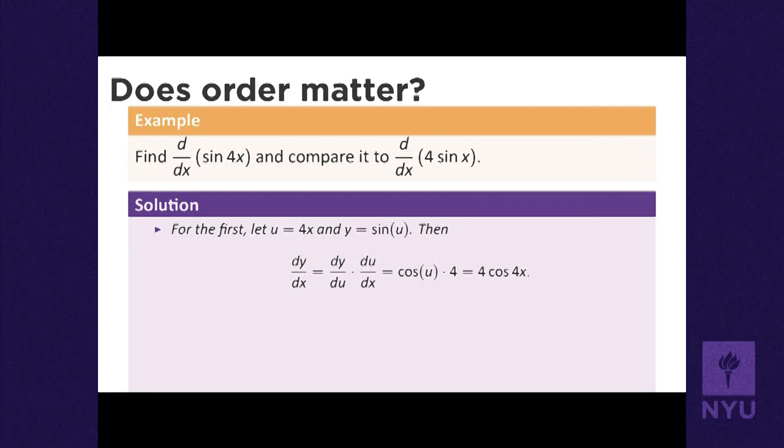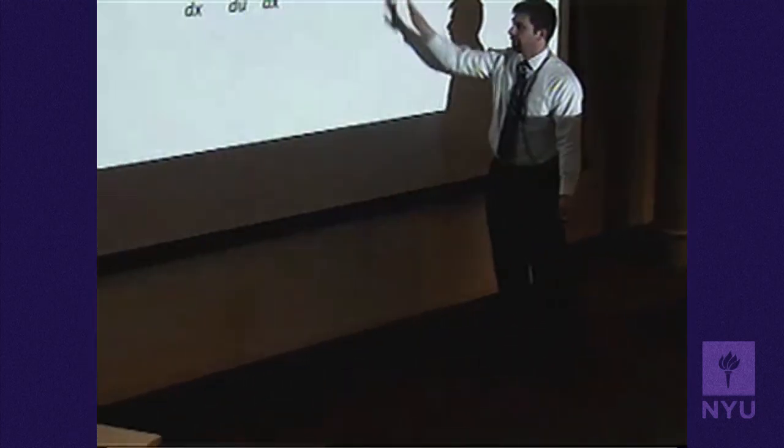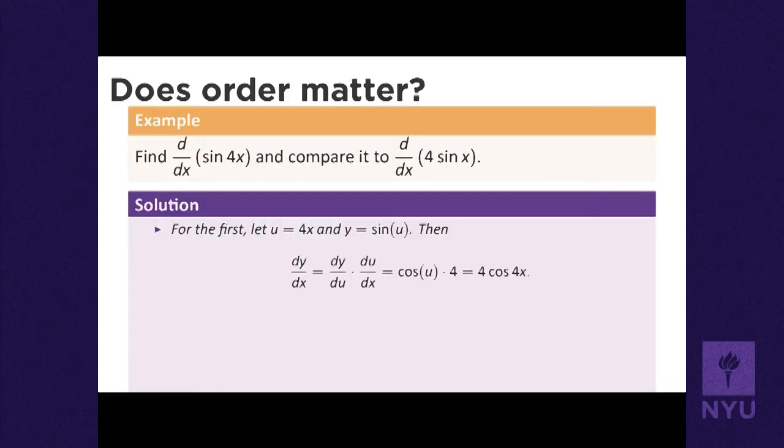And let's see. Well, in the first one, we're composing: u is 4x, and y is sine u. Then dy/dx is dy/du times du/dx. That is, it's cosine u times du/dx, which is 4. Cosine u is cosine 4x, and du/dx is 4, so the answer I get for the derivative of sine of 4x is cosine of 4x times 4. All right, cosine of 4x times 4.